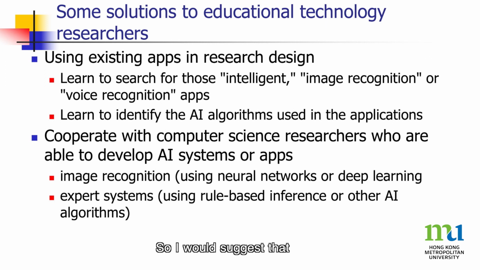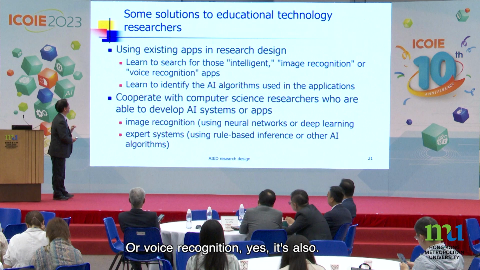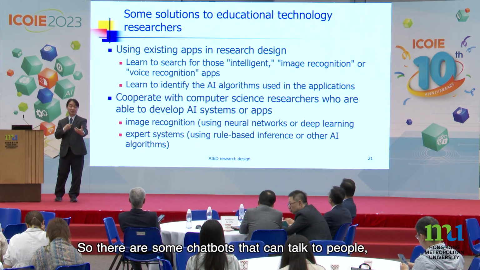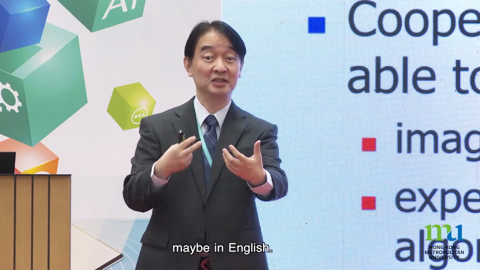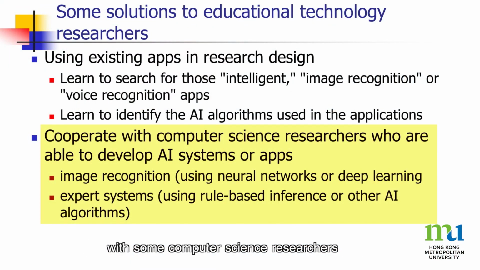So I would suggest that educational technology researchers learn to search for those intelligent systems, such as systems that can do image recognition. Image recognition is a classical application of AI. Or voice recognition, yes, it's also AI. There are also chatbots that can talk to people, maybe in English, and that's an AI chatbot. Of course, I just mentioned that we can cooperate with some computer science researchers to develop the system for us. That will be fine.